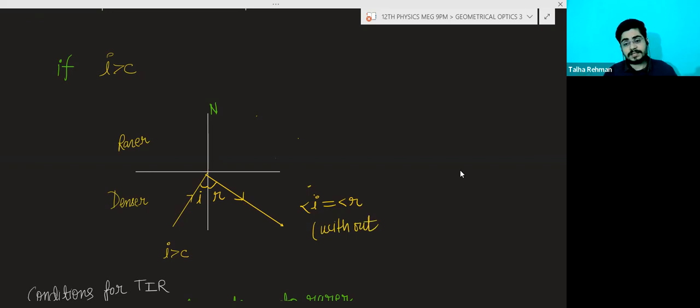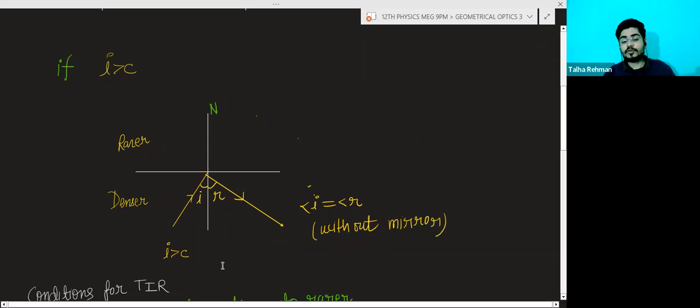Without mirror, the reflection is taking place. See, without mirror. There is no mirror. Then also the reflection is taking place.